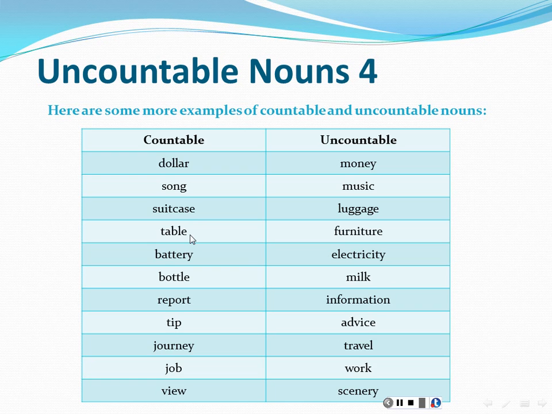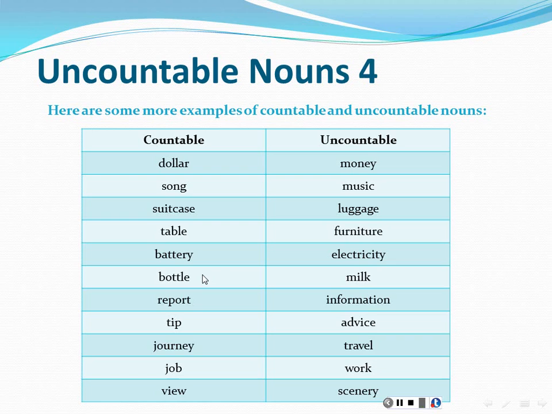Table, you write on the table, you use a table to eat on, and so on. So we have table, and we have furniture, which is uncountable. Another countable noun, battery. In Arabic we say بطارية. The uncountable equivalent is electricity, كهرباء.